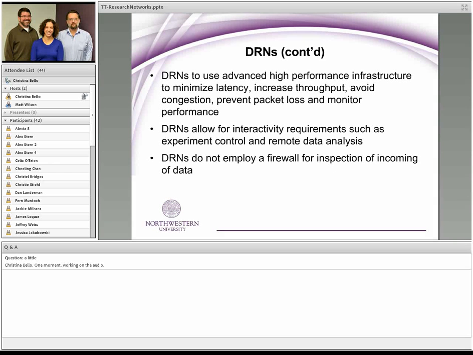And last but not least, we feel it's important to tell you that the DRN typically will not employ a firewall for inspection of incoming data. Since the traffic is restricted to research data only, the typical wisdom is that we don't really need to inspect it for any kind of malware or any kind of not allowed traffic.